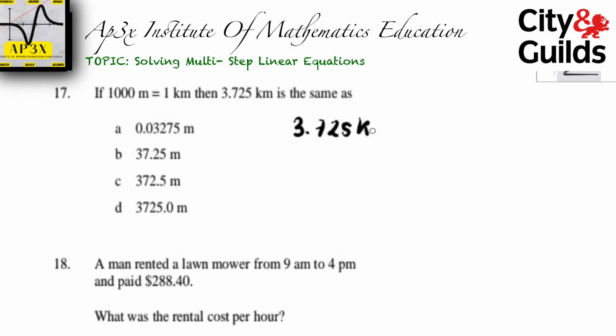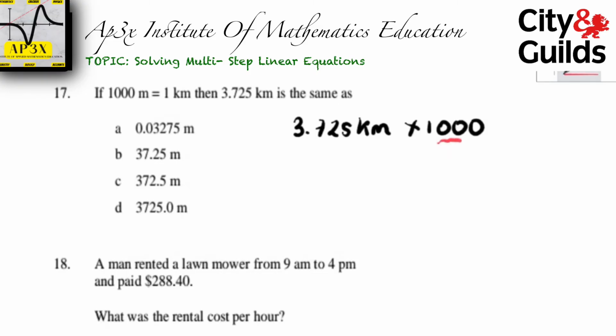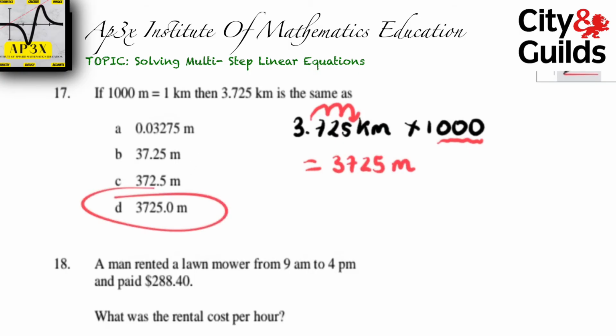Okay, and we know that 1 kilometer is equal to 1,000. So that's going to be 3.725 multiplied by 1,000. Now, the easy way to do this is just to pay attention to how many zeros are behind the 1, and then we go ahead and just jump that many places. So that's 1, 2, 3. So the point goes behind the 5. Therefore, the new number is 3.725 meters. And so your answer here is going to be D.